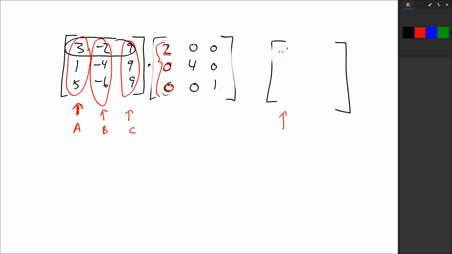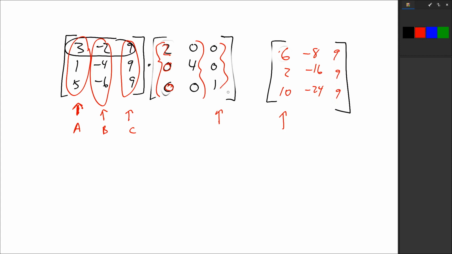So that's something that if you have your wits about you, you can just do in your head, right? You could say, well, that's going to be 6, 2, 10. I just doubled the left column. And then this one here is 0, 4, 0. So that basically is saying, I don't want any of A, I don't want any of C, and I want 4 times B. So that's going to be, if my math is correct, -8, -16, -24. And then the final column says, I want none of A, none of B, and 1 of C. So that's going to end up giving us a 9, 9, 9.